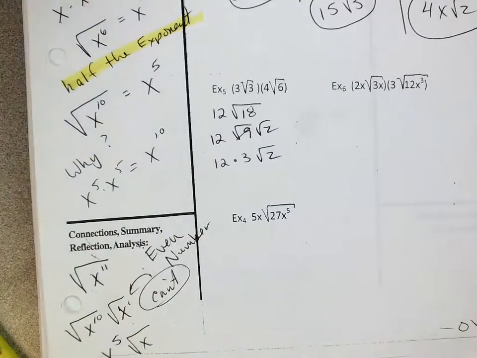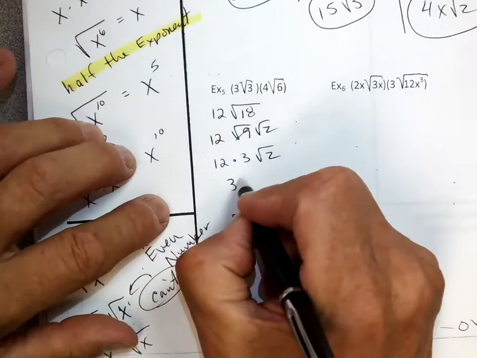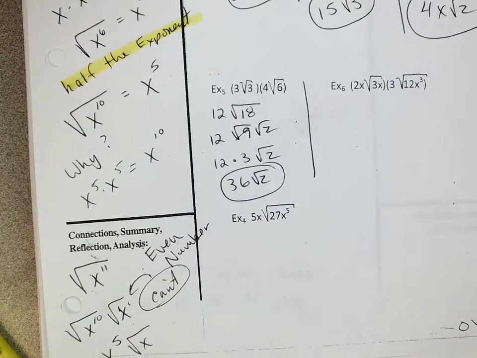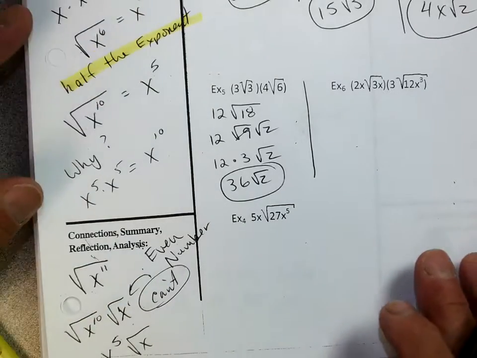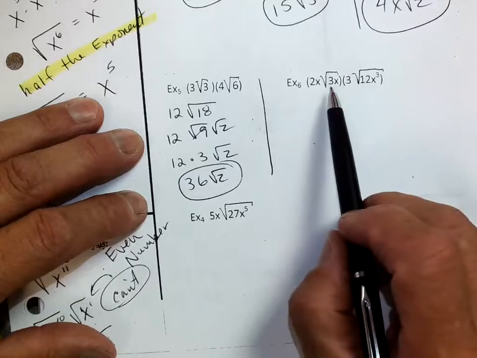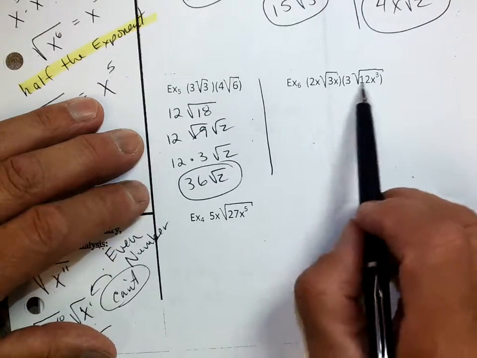We all know the square root of 9 is 3, so 12 times 3 square root of 2. Am I going too fast? Am I okay? If I'm going too fast, let me know. 12 times 3 is 36 square root of 2. Okay. Pretty easy so far. No problem. Okay. Example 6, sorry. Example 6. Oh, I missed a 4. 4 is there. Oh well, don't ask me. 6 is going to be a little bit more work. Okay, so you ready? Are you watching?